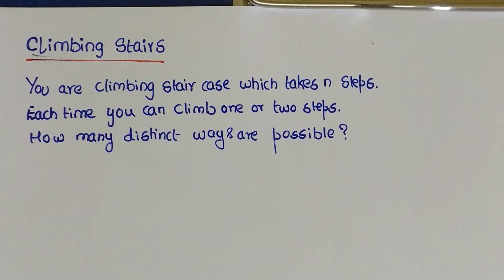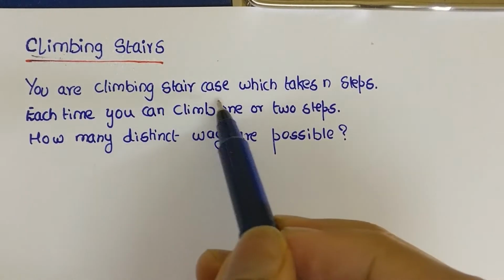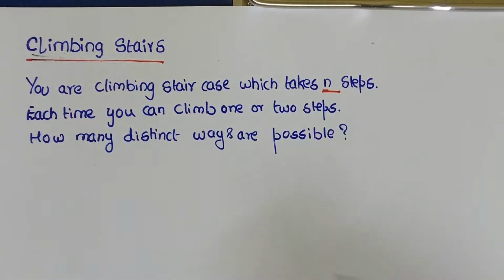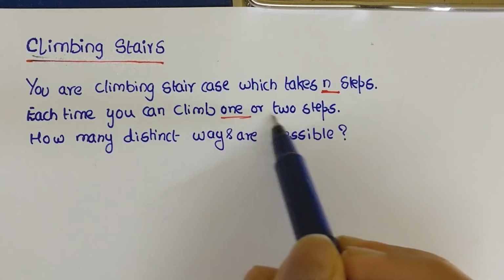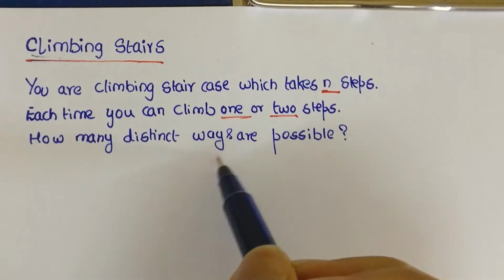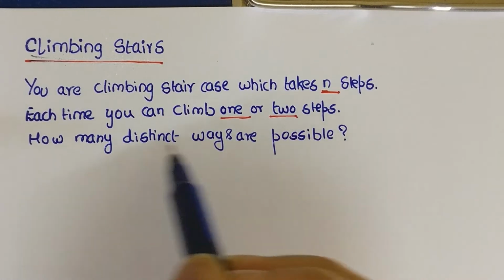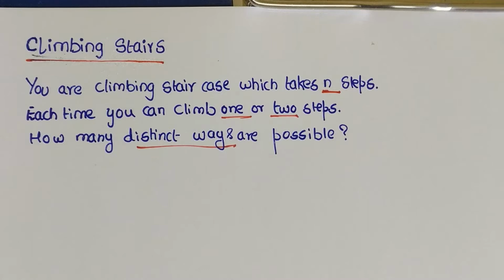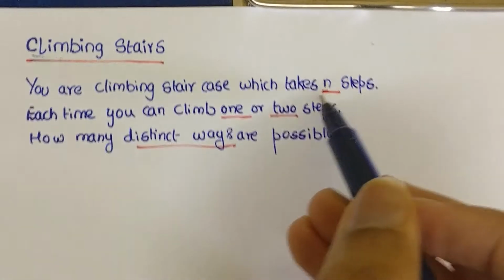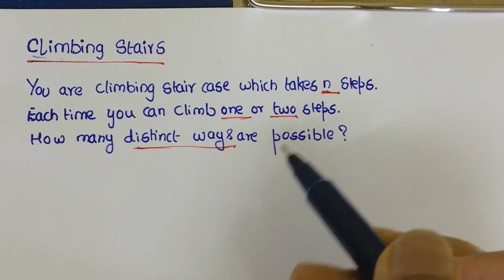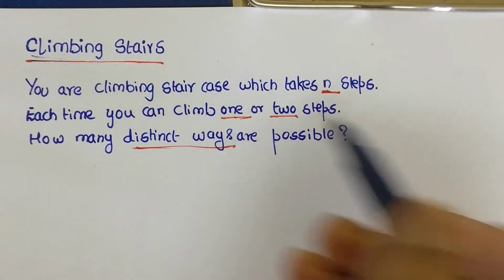So let's read the question. You are climbing a staircase which has n steps, and each time you climb either one step or two steps. How many distinct ways are possible? Like, in how many ways can you climb the steps? So the input is n, the number of steps, and you have to tell how many ways you can climb those steps by climbing one or two steps at a time.